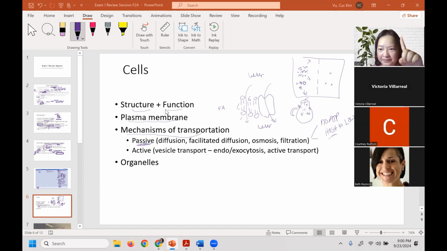1. It helps to detoxify the cytoplasm. Yes, it helps to remove the alcohol and the drugs. Yep, and that's why you'll find a lot of smooth ER in your liver. Okay, 2.